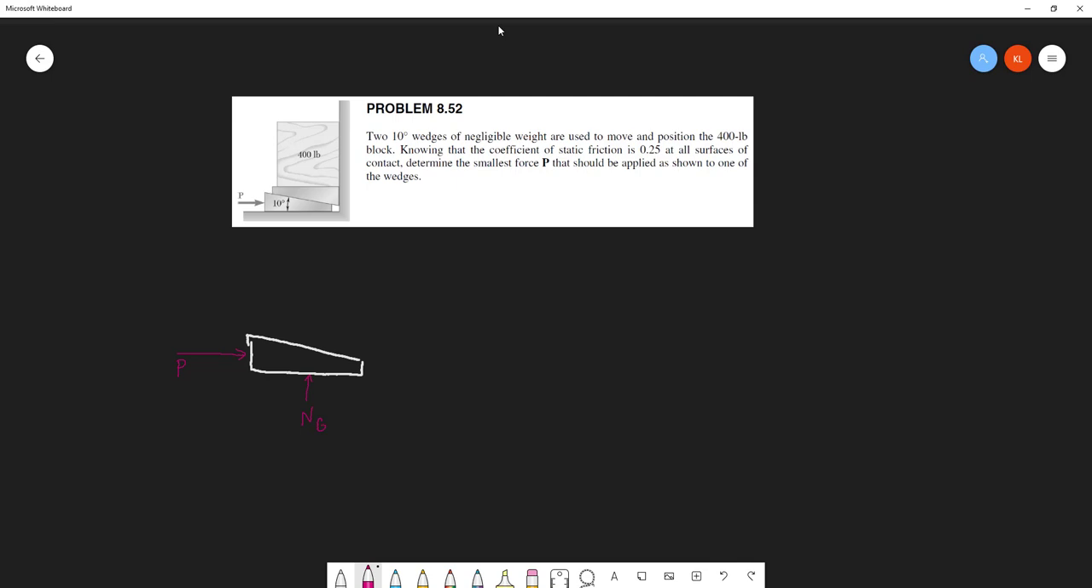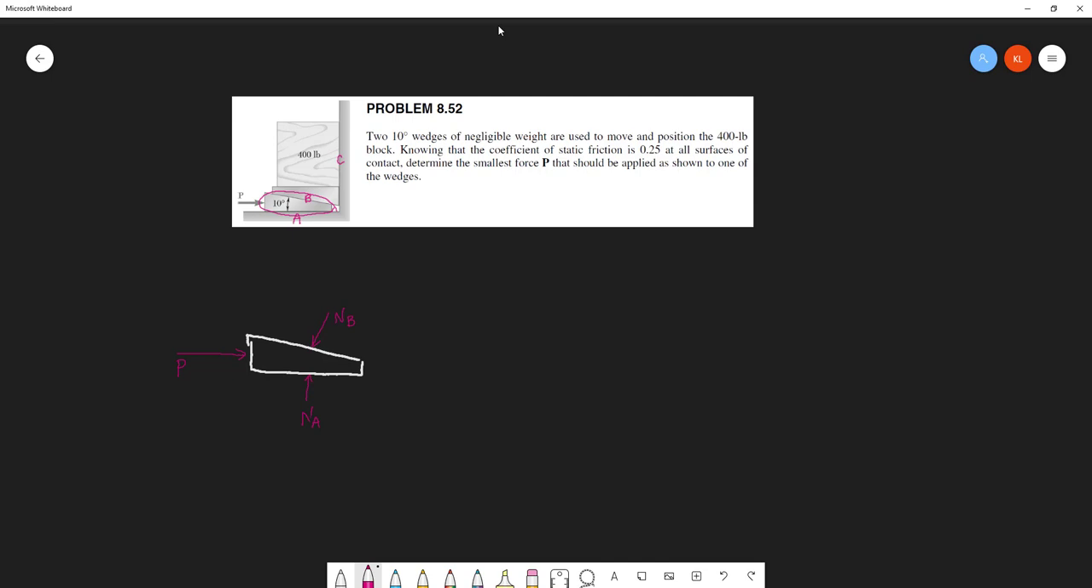Actually, I'm going to rename this. I'm going to label my body to have these contacting surfaces, A, B, and C. So this is my normal at A, and this is the normal force at point B. For this first free body diagram, I'm really just isolating that bottom wedge, so I don't see the 400 pounds. It's not applied onto this wedge.